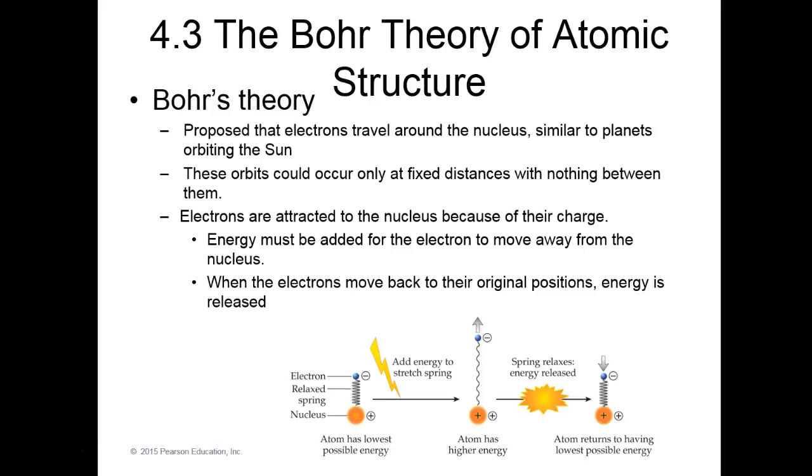Bohr's theory proposed that electrons travel around the nucleus similar to planets orbiting the sun. These orbits could only occur at fixed distances with nothing between them. Electrons are attracted to the nucleus because of their charge. Energy must be added to the electron to move away from the nucleus. When the electrons move back to their original positions, energy is released, as shown in this picture below.